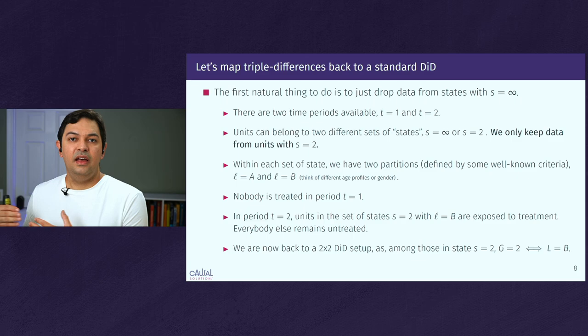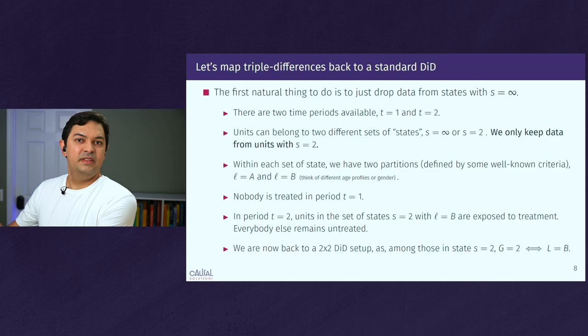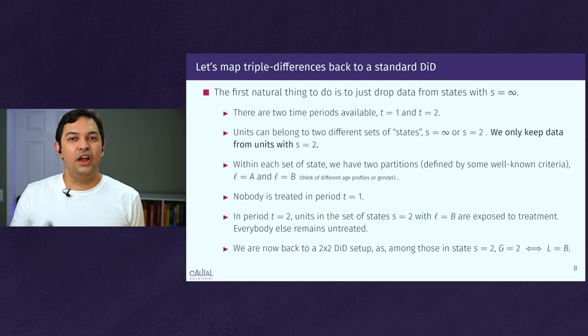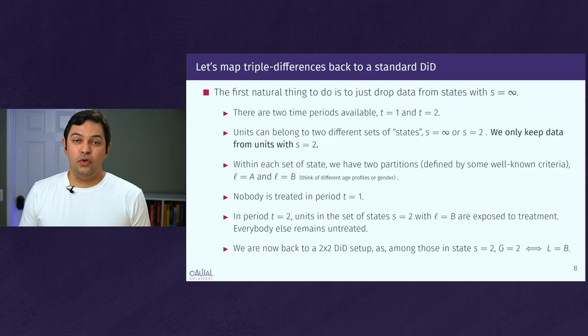So you see what I just did? Once we drop data from untreated states, we are back to the 2x2 DID, because I am treated if and only if I have L equals B among states that are actually treated. So it's just a matter of changing notation. Instead of calling it G equals 2, I call it L equals B. And we know how to play this game; we have been trained on playing around with the notation, the semantics, and all that. So once we drop data from untreated states, we are literally back to the 2x2 case. And by now we are experts in difference-in-differences, especially in 2x2 DID.